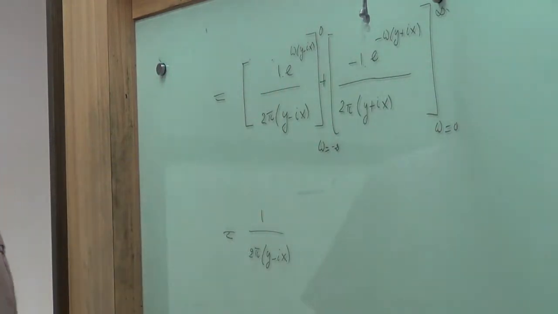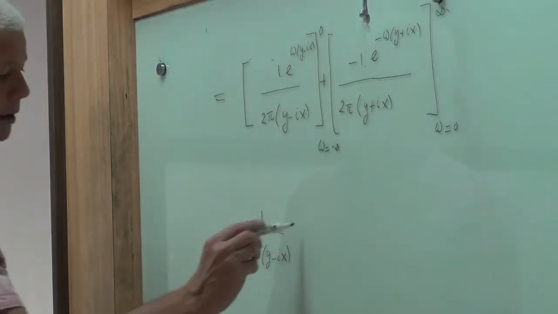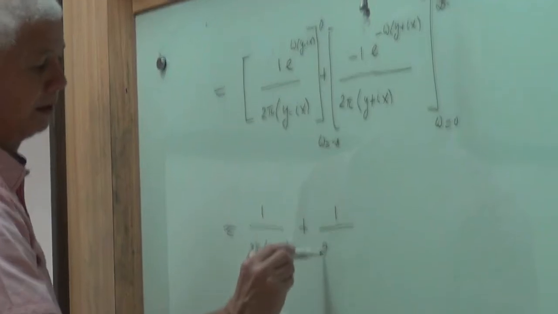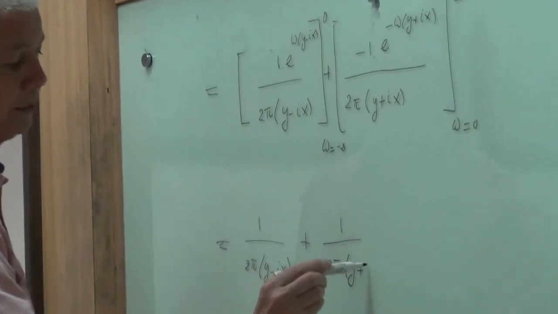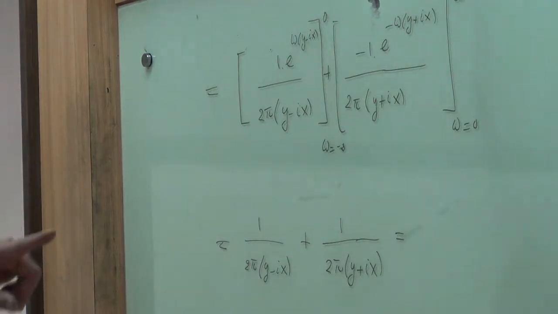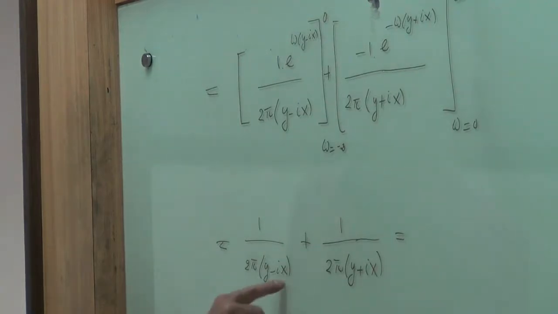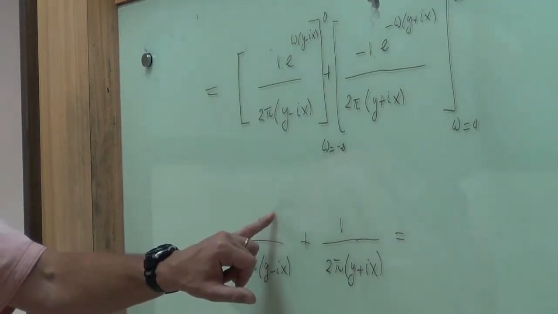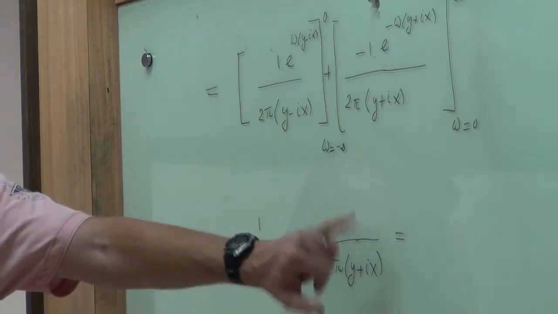The lower part will give me just 1, and then with a plus sign, so I will get 1 over 2 pi times y plus ix. Well, my solution, of course, should be a real function. So I have to somehow get rid of the ix over here, so I have to add them. And how do you do that? Well, you just multiply this one with y plus ix and this one with y minus ix.